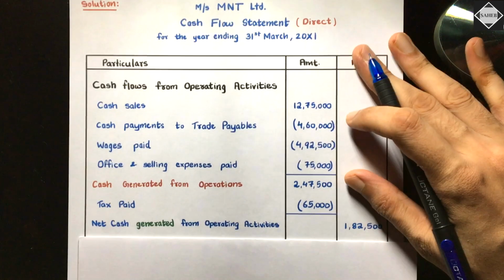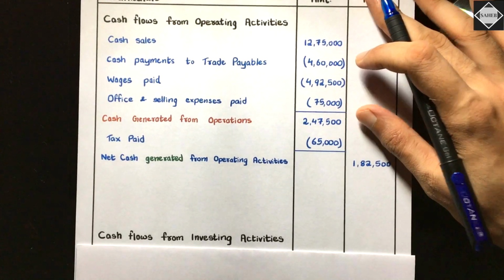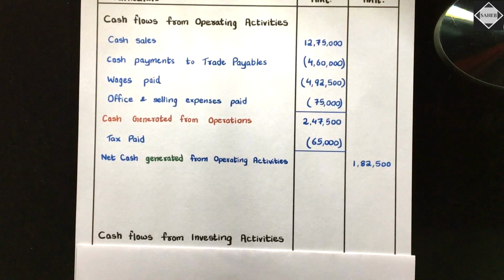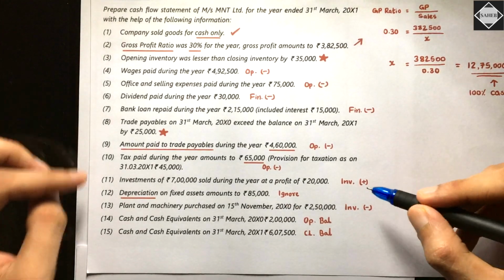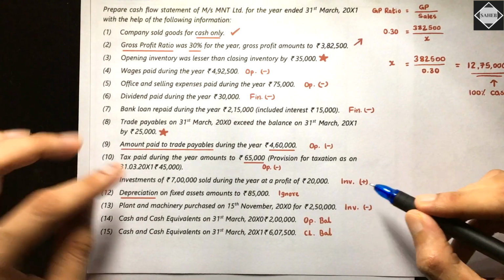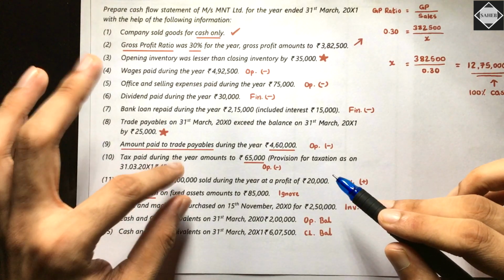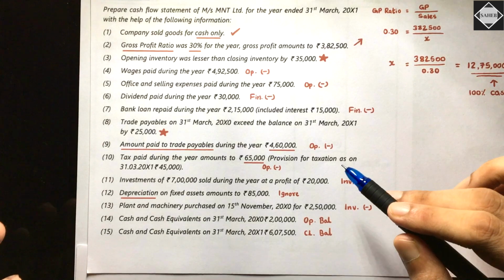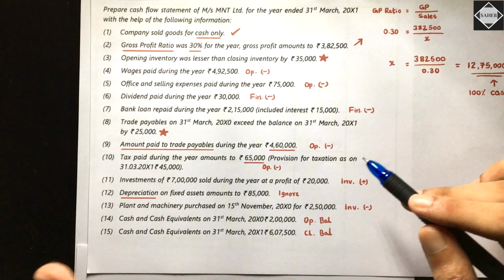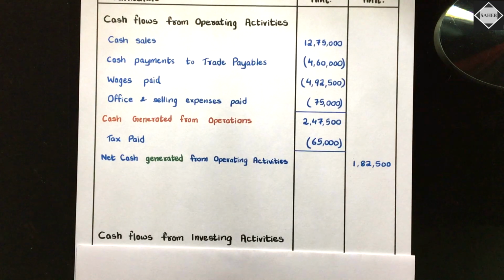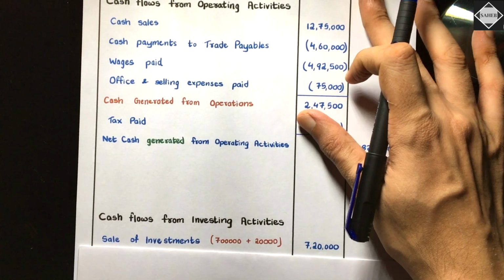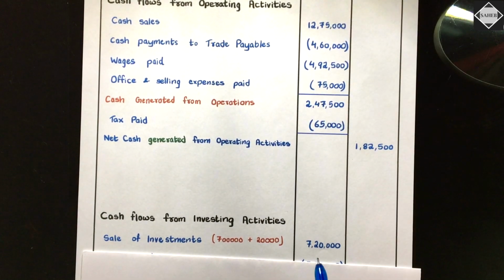Okay. Then we have to move on to the investing activities. Now in investing activities, if we see in the question, here we have sold investments, right? 7 lakh cost of investment and 20,000 is the profit that you have made on sale. So both you have to add. 7 lakh plus 20,000, that's 7,20,000, the sale value, because that much cash you have received. Clear? Simple.